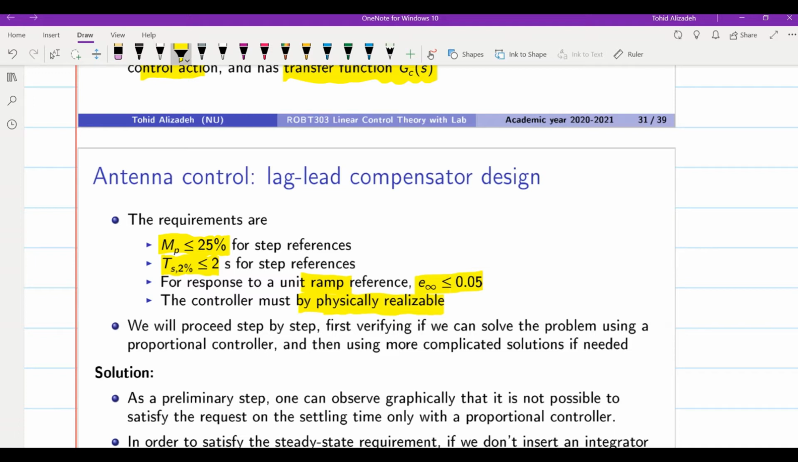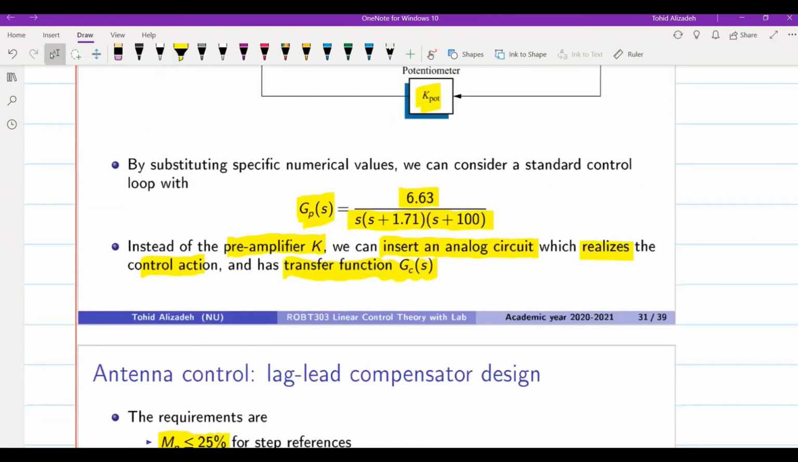We will take the step-by-step approach and first we will verify if we can solve the problem using a proportional controller, because the proportional controller is the simplest kind of control that we could have. And then if it's not possible, we will use more complicated solutions if needed. So as the first step, you would need to draw the root locus for this system.